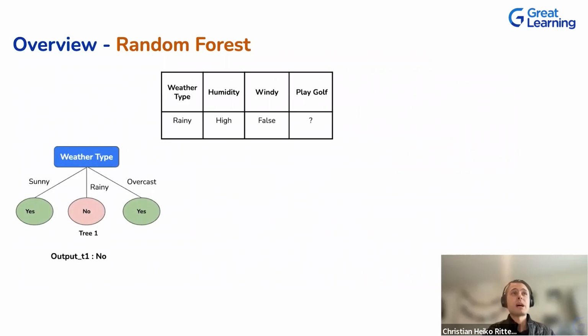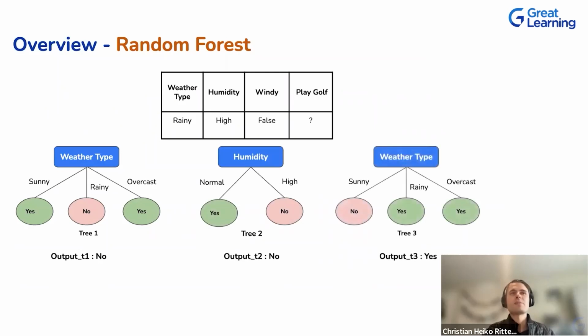So now we use our random forest, where we have multiple decision trees built. Our algorithm uses historic data and then builds a decision tree with different variables. For example, this decision tree is just based on the weather type. It's a very simple tree. If the weather type is sunny, yes, we want to play golf. If it's rainy, no. And if it's overcast, then we want to play.